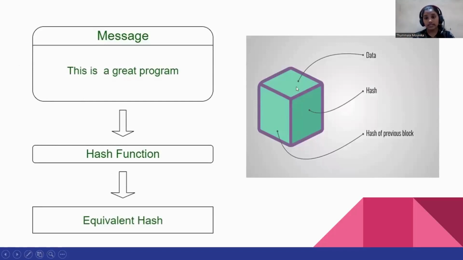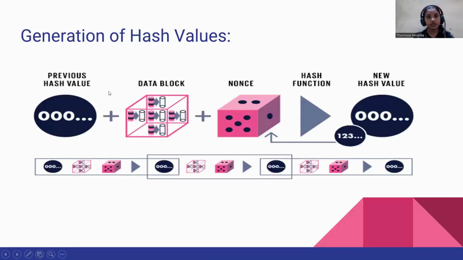A block always contains the data, the hash value, and the hash of the previous block. The previous hash, the data block, and the nonce are given as inputs to the hash function, and then a new hash value is created.